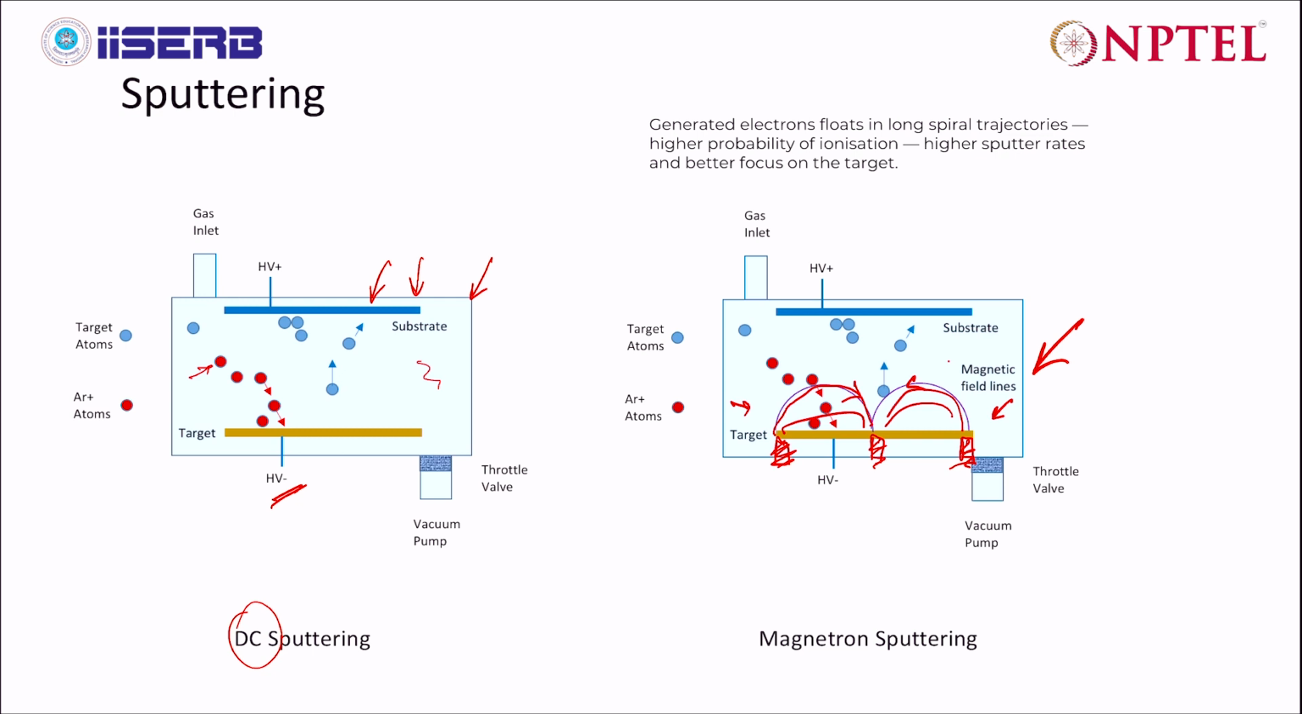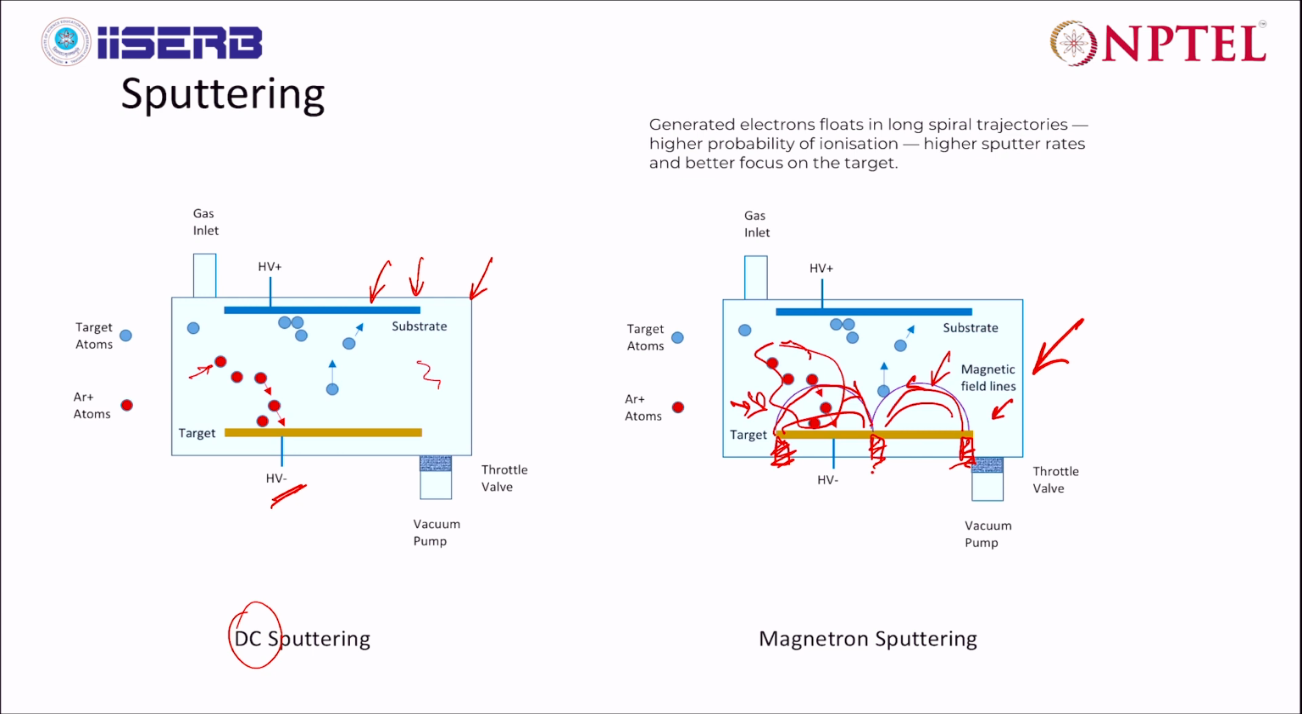And once you have more ionized atoms, you'll have higher sputter rates. And secondly, because there is a magnetic field present near the target, this magnetic field also helps to focus the ionized atoms towards the target. So it will also increase the focus of these atoms. So in this case, you have two different advantages. One is a higher probability of ionization, which leads to higher sputter rates. And then because of this magnetic field, you have a better focus of these atoms towards the target.